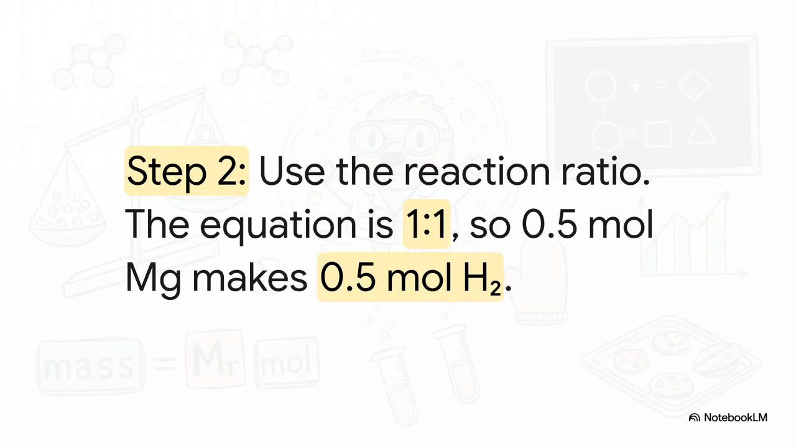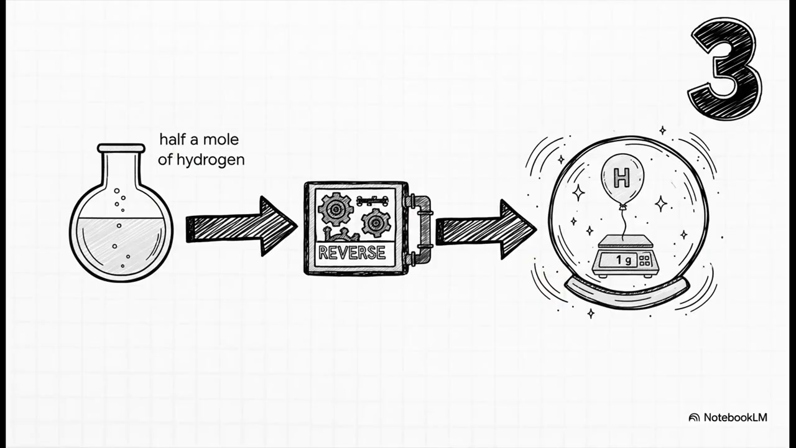Now, step 2. This is where the balanced equation becomes our recipe. It tells us the ratio of ingredients. See how there's no number in front of the Mg or the H2? That means for every 1 mole of magnesium we use, we make 1 mole of hydrogen gas. It's a 1-to-1 ratio. So if we start with half a mole of magnesium, we have to make half a mole of hydrogen.